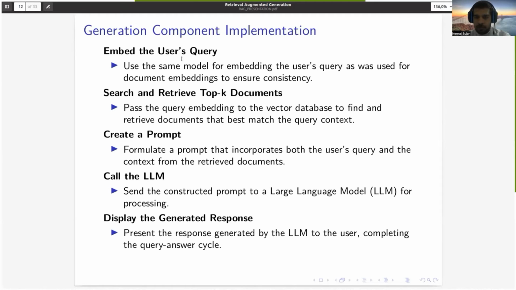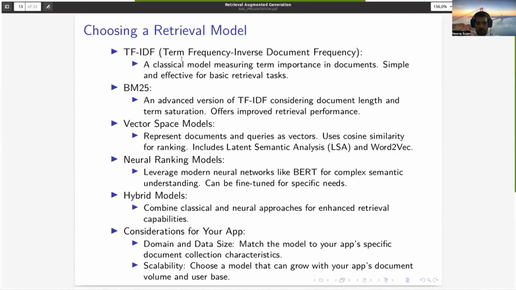You create the prompt based on your use case. You call the LLM function, and then you get the response and you show it to the user. Now, as product managers, I think what would be most important for you would be how do I decide which retrieval models I should choose? Because there are several retrieval models in the industry. Some are classical machine learning models, and some are new deep learning models or transformer-based models.